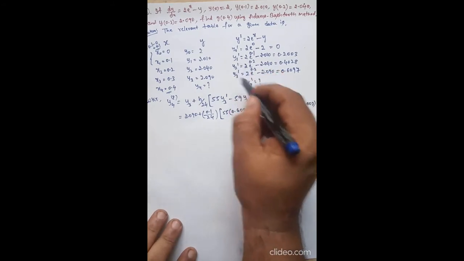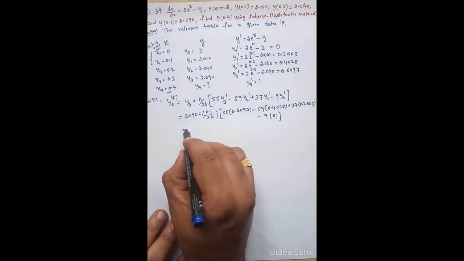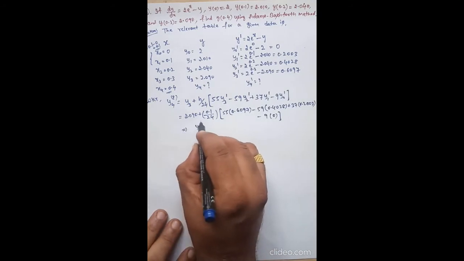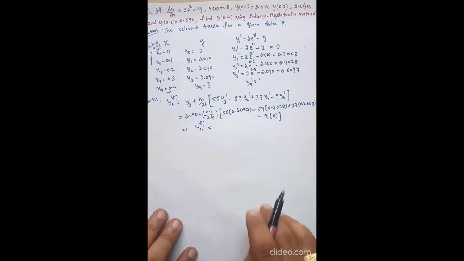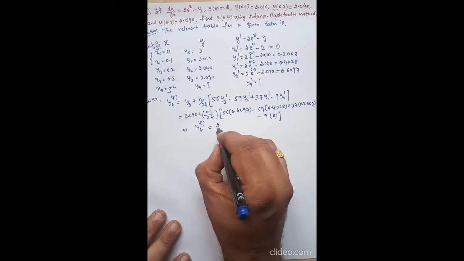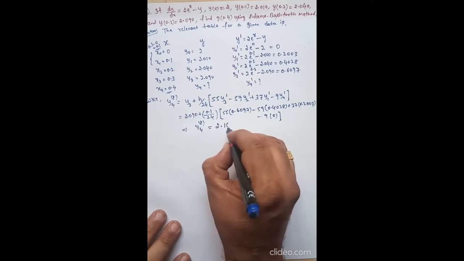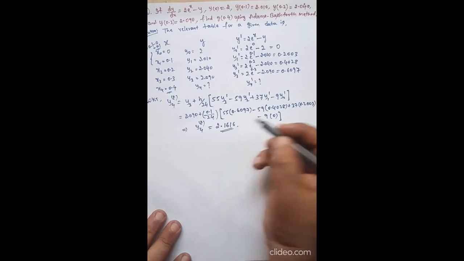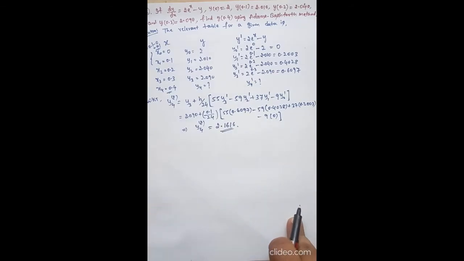Right? So the values from the table we substitute and we calculate what is y4 power p now. So use your calculator and simplify this. We get 2.1616. So this is the predicted value for a problem. So this is how we can calculate the predicted value using Adams-Bashforth predictor formula.